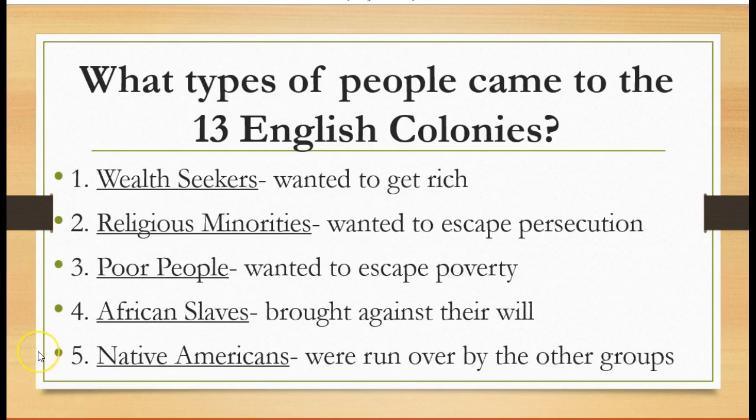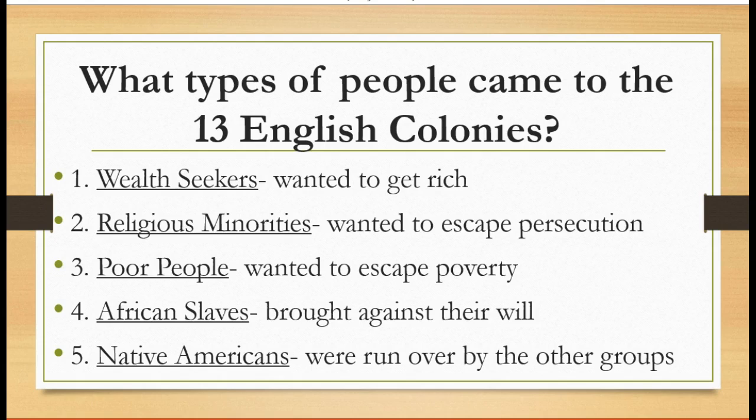So we want to look first today at what type of people came to the 13 English colonies. What type of specific person would decide to leave England or Spain or any other country, specifically though for England, and come to the Americas? Well, there were 5 specific type of people that we're going to talk about today.